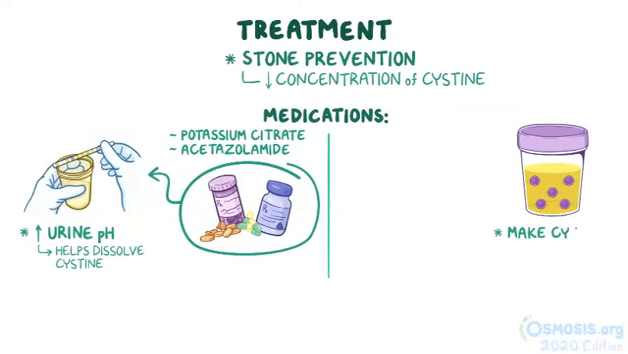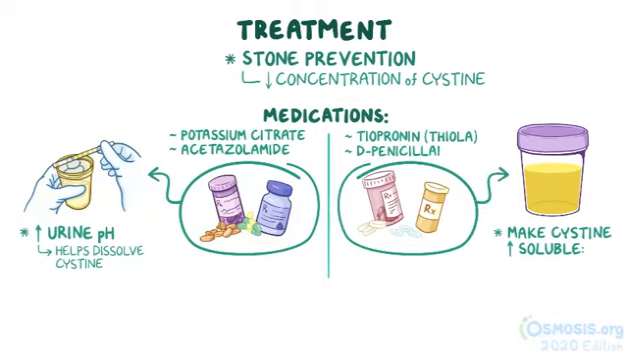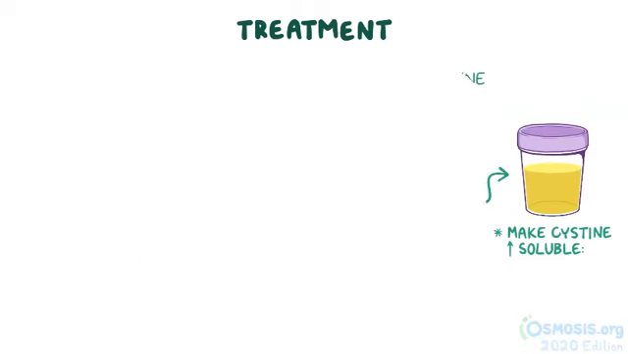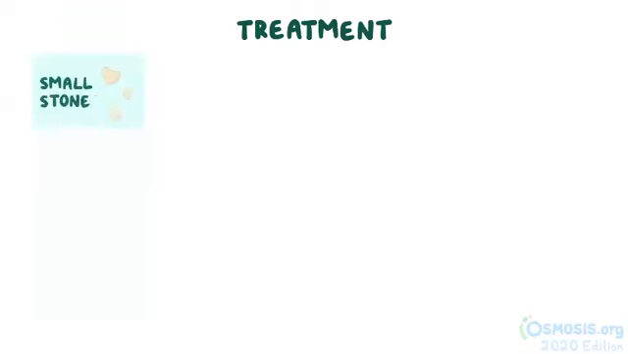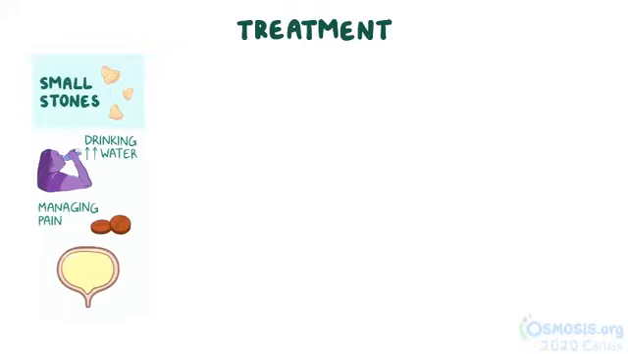And others can make cysteine more soluble, like alpha-mercaptopropionyl glycine, which is also called tiopronin or Thiola, and the lesser-used D-penicillamine. But if small stones form, drinking large amounts of water and managing pain may be enough to naturally pass them out of the urinary tract.